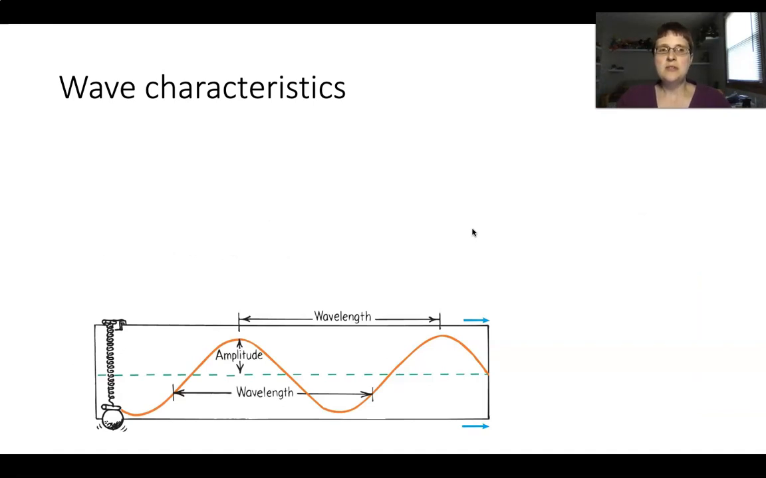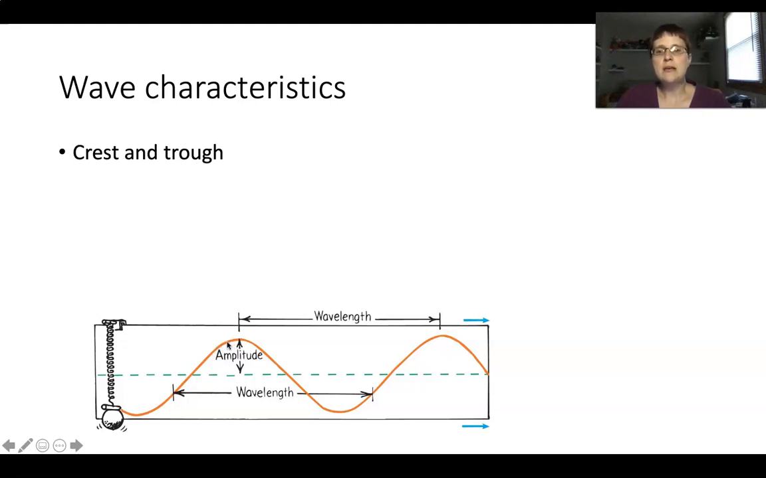So let's talk about some of these terms that we describe waves by. First, let's just look at the wave itself. When we talk about waves, we'll see that the waves aren't all the same kind, but we generally turn them into a wave that looks like this because it's easier for us to be able to interpret and measure. And so when we draw the waves in this manner, we use these same terms.